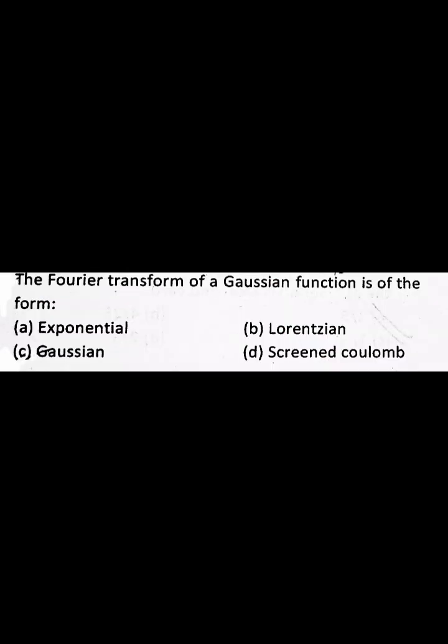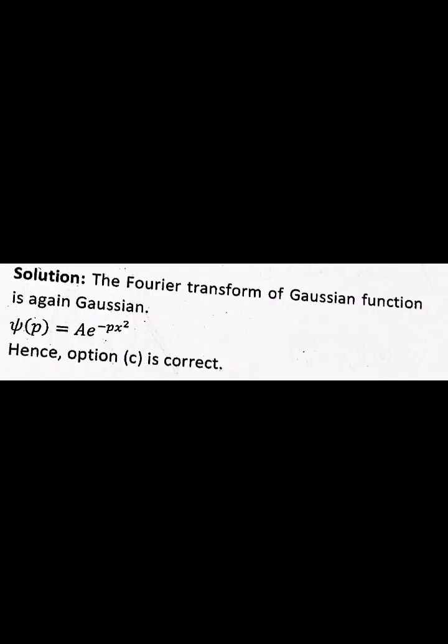Next question is, the Fourier transform of a Gaussian function is of the form dash. A Gaussian function is a function that can be written in the form of psi of x is equal to A e raised to minus p x square. So if we take the Fourier transform of the Gaussian function, we get a Gaussian function. So the answer is option C.